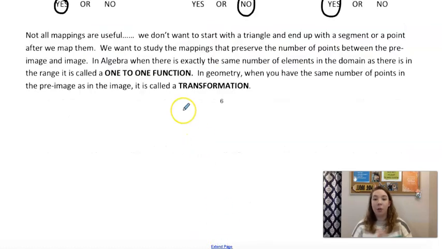And we call those where they have the same amount of points, if you go from 3 points to 3 points, it's still a triangle, for example. We call that a one-to-one function in algebra, but we call it a transformation in geometry, which is the main overarching topic of this unit, is transformations.